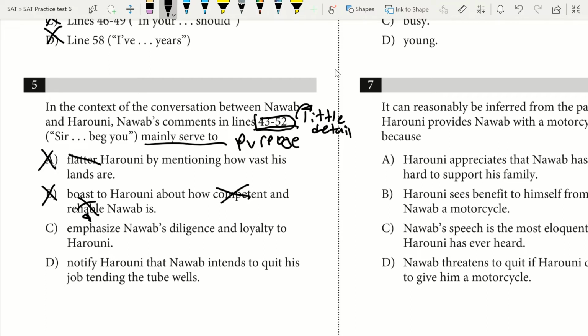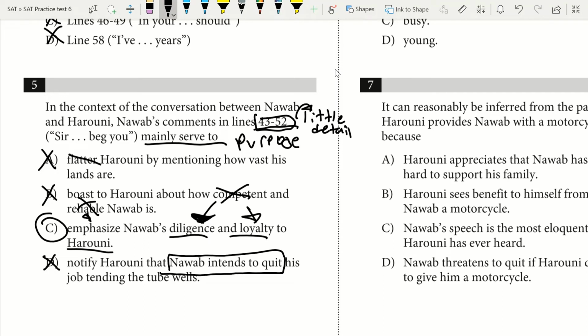C, emphasizing Nawab's diligence and loyalty to Haruni. Yes, absolutely. Right, we're talking about how he's been there so long that he has gray hairs, which shows loyalty and his diligence. And he's saying at this point he doesn't think that he can do his duties as he was able to do them before, and therefore he thinks he should be released. Okay, so 5, the answer there is going to be C. D, notify Haruni that Nawab intends to quit his job tending the tube wells. He's not saying he intends to quit.